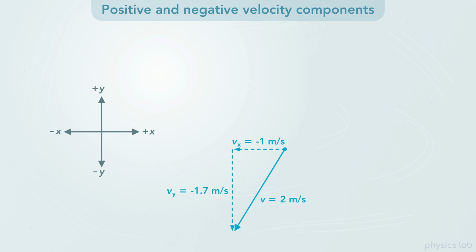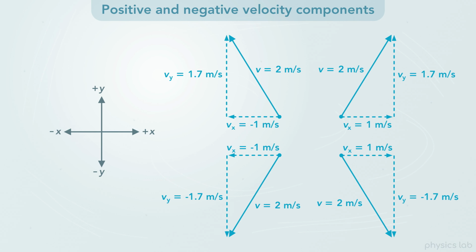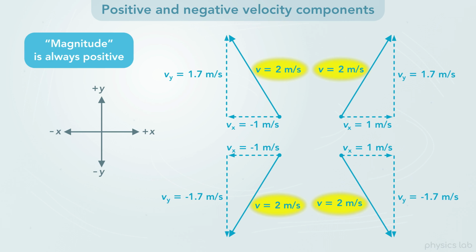You might have noticed that the components are switching between positive and negative, but the 2 meters per second didn't change. A vector's magnitude is always positive. 2 meters per second is the speed of the stone, which is the magnitude of the velocity. No matter which way the stone is moving, we would still say its speed, or the magnitude, is positive 2 meters per second.